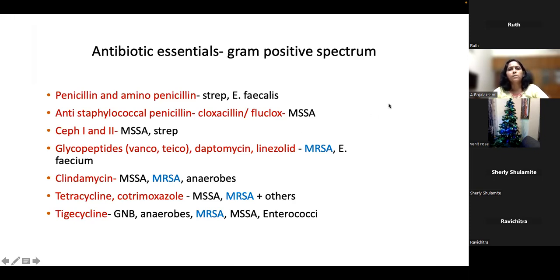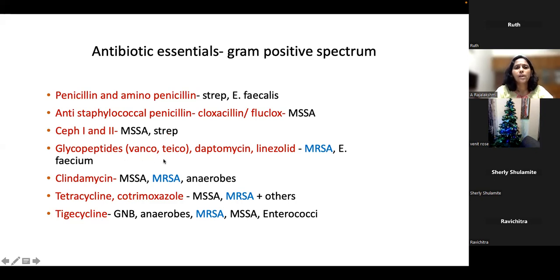Before we go into the mechanism of action, the antibiotic essentials for the gram-positive spectrum. These are the drugs when you think of a gram-positive infection. Again, what syndrome we think of for gram-positive infection will be dealt with in drug-bug match as well as the GPC syndrome. But largely, you remember penicillin, including aminopenicillin and anti-staphylococcal penicillin, that is cloxacillin and flucloxacillin. All these are mainly gram-positive, and anti-staphylococcal penicillins act against MSSA. First and second generation cephalosporins are predominantly gram-positive, active against MSSA and the streptococcal group of bacteria.